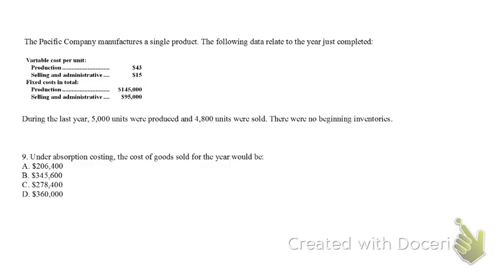And finally, the last question, question number 12. Once again, I'm looking for absorption costing. I'm looking for the cost of goods sold. Well, I've got $43 as my production costs.